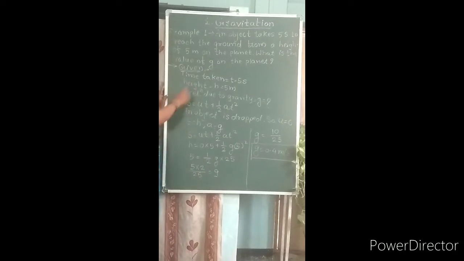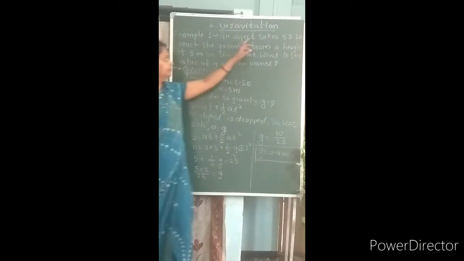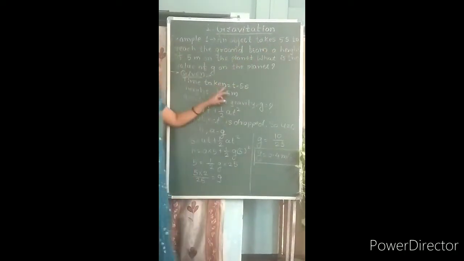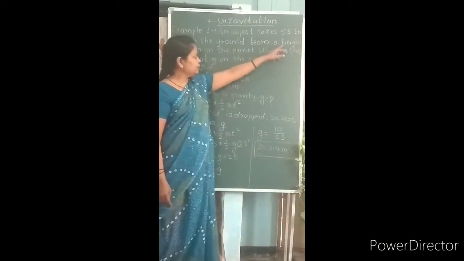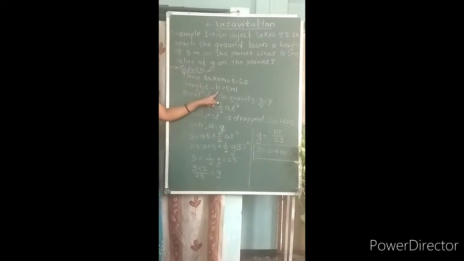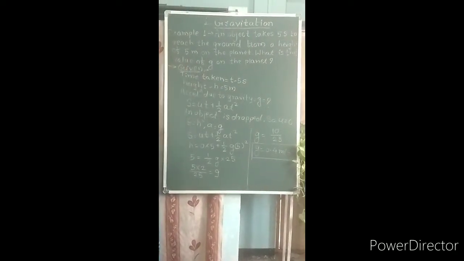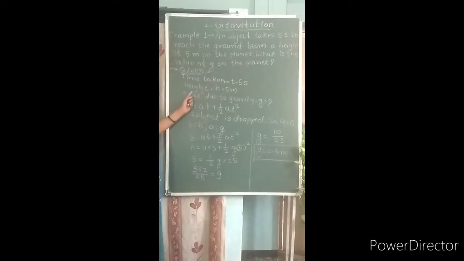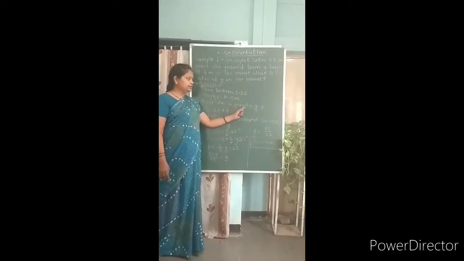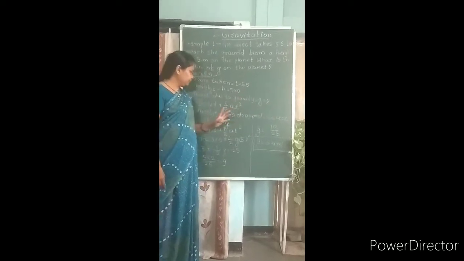Given: time taken t is equal to 5 seconds and height h is equal to 5 meter. We have to find the value of g, the acceleration due to gravity, on the planet.